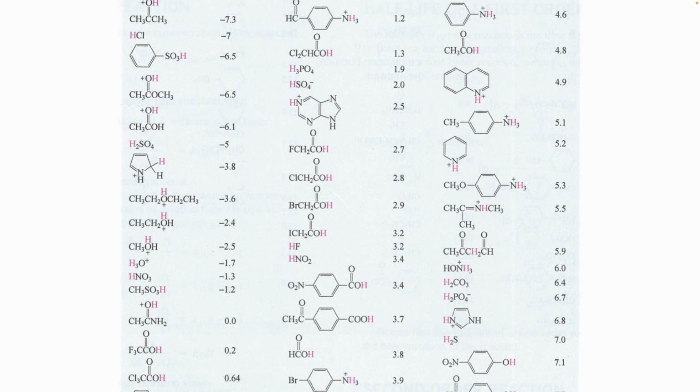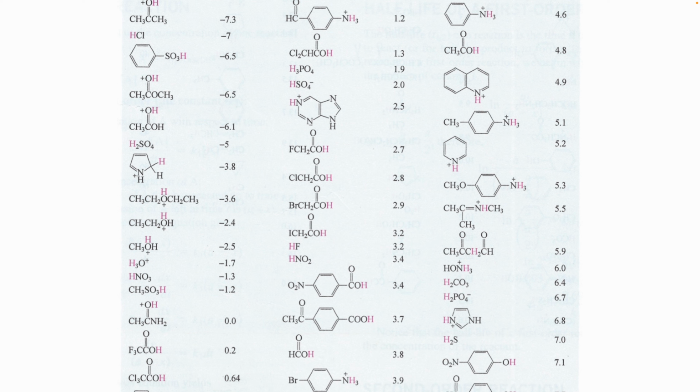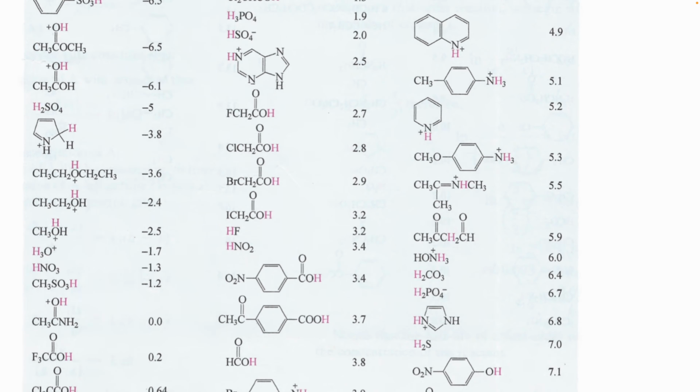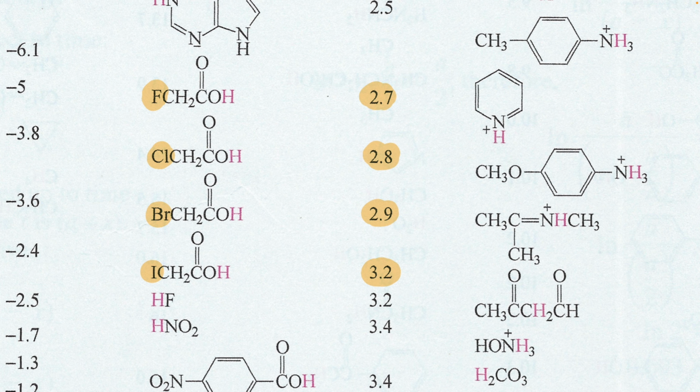All right. Somewhere in the middle, you should be able to find one of them. We got it? 2.7. Let's look carefully at these real quick. Fluoroacetic acid is 2.7, chloro 2.8, bromo 2.9, and iodo 3.2. So my strongest here out of these four is the fluoro, and the weaker one being the iodo. Why would that be?